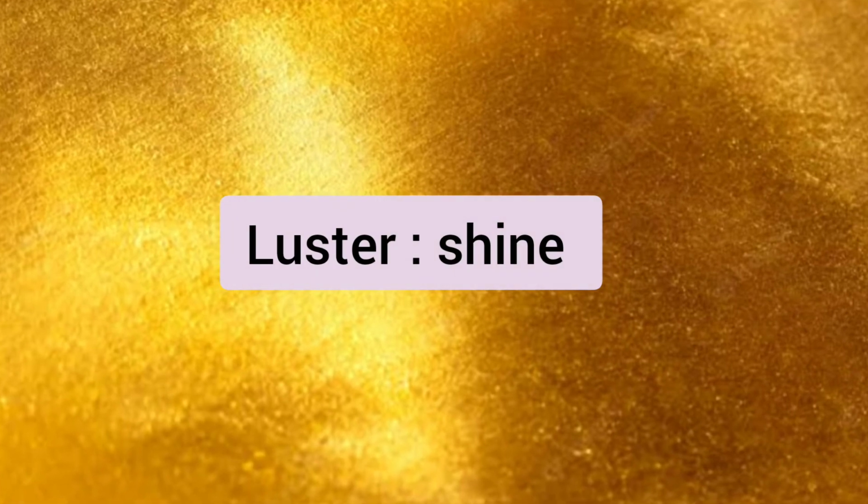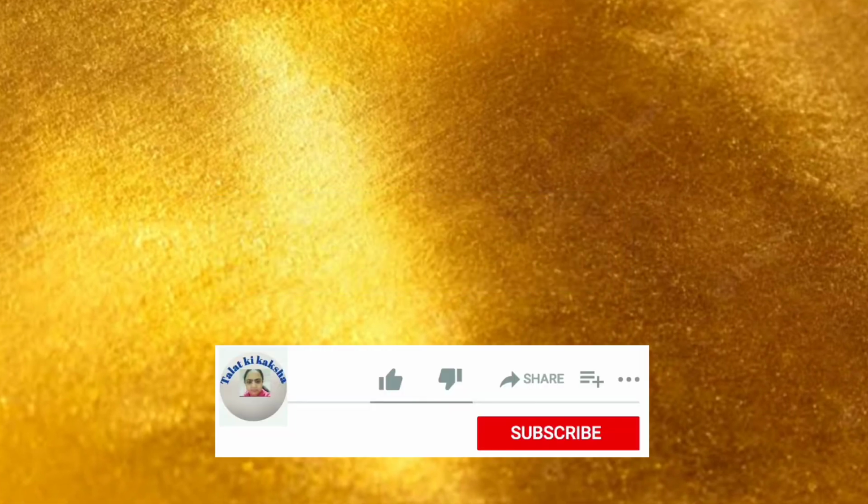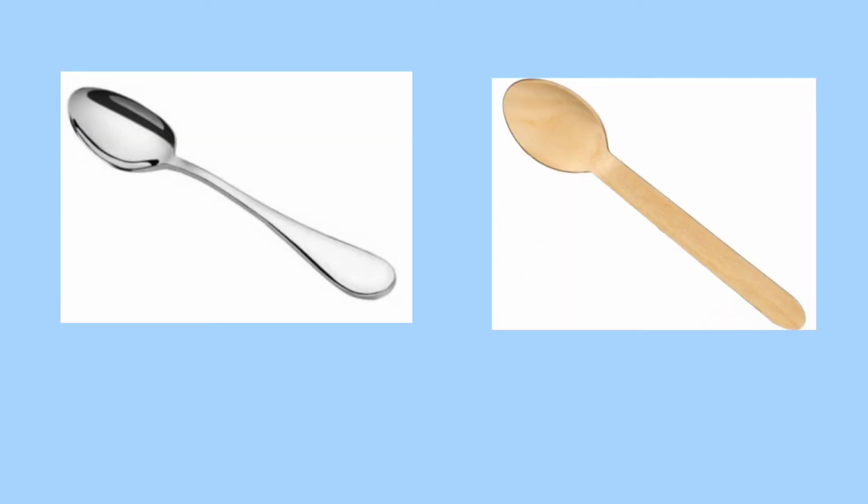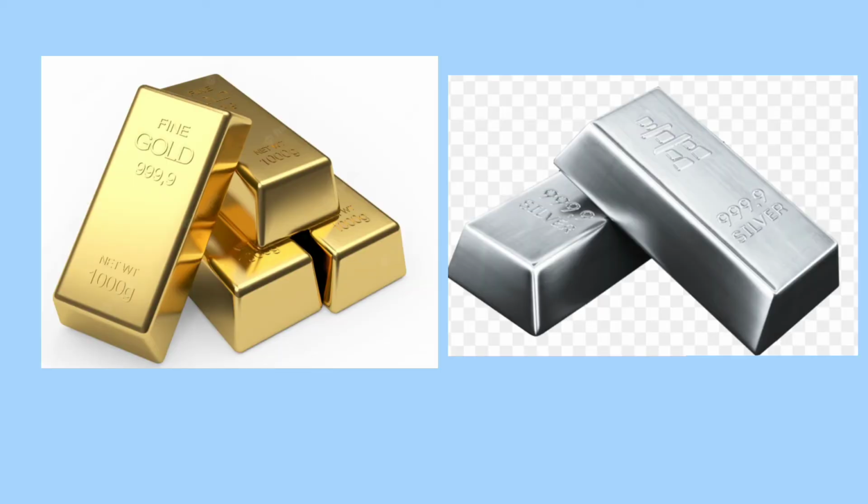Second property is lustre. If we observe materials beyond their surface, like if we scratch the surface of any object, we notice a shine or lustre in some materials. Materials with lustre are usually metals. A metal spoon shines, whereas a wooden spoon does not shine. Different materials have different types of lustre. Gold has a yellowish shine, which is quite different from silver.